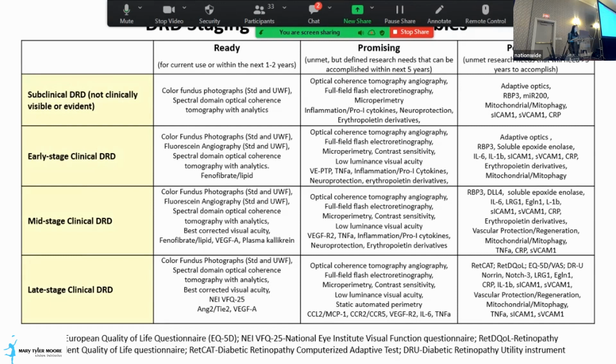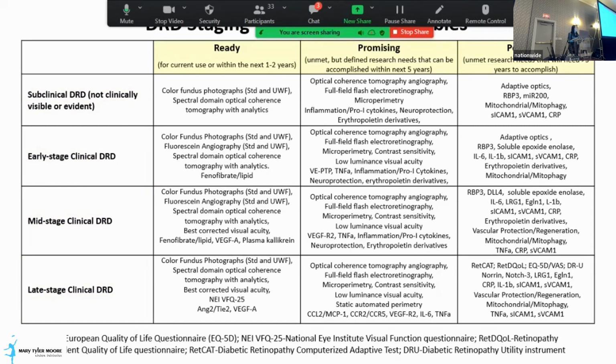And we deliberately left these very general because while we recognize that the ETDRS diabetic retinopathy severity scale certainly allows us to pigeonhole early, mid, and late stage disease from a vascular standpoint, there were certainly other options that we wanted the groups to incorporate if they felt that it was necessary. We also asked the groups to parse which types of variables might be ready for current use or use within the next 1 to 2 years based on ongoing research.